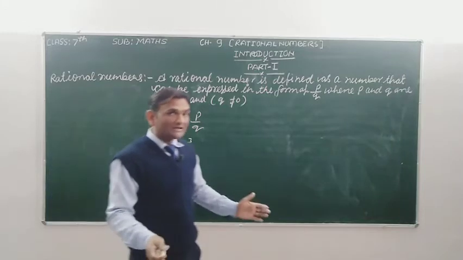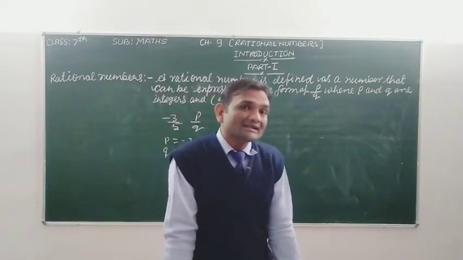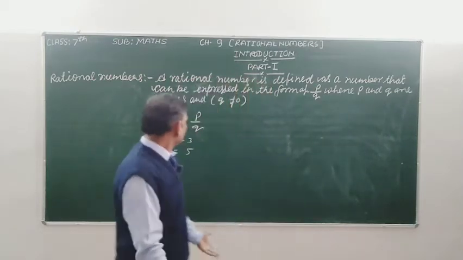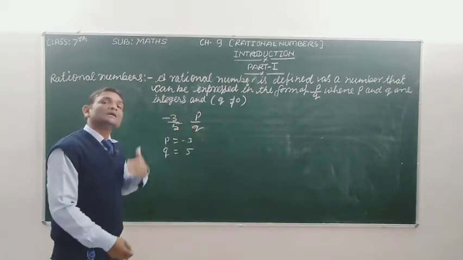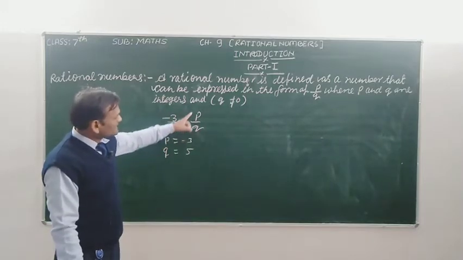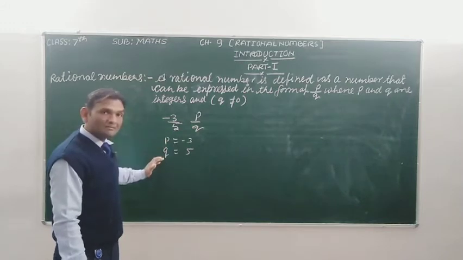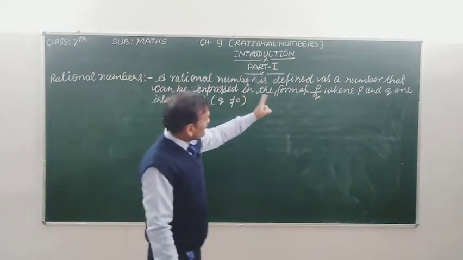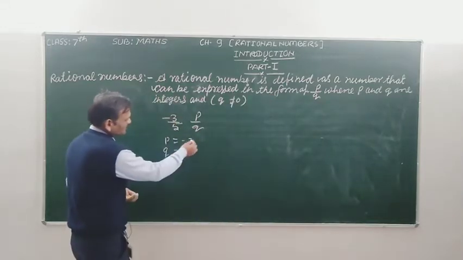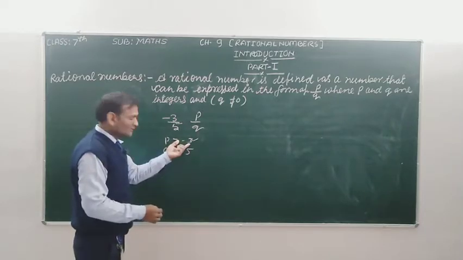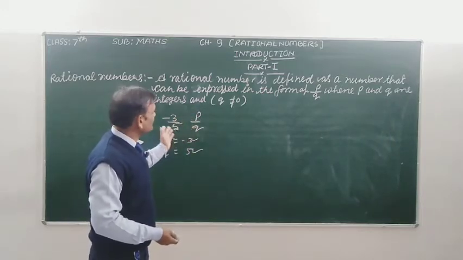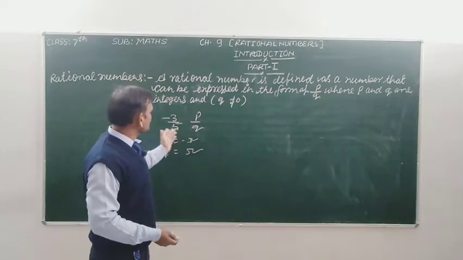If we are unable to write any number in the form of P upon Q, then that is not a rational number. अगर आप नहीं लिख रहे हो P upon Q के फॉर्म में, so that is not a rational number. But here this number is written in the form of P upon Q, so this is a rational number. And the further definition says where P and Q are integers, and students, you are seeing minus 3 is an integer, 5 is an integer. So this is a rational number.